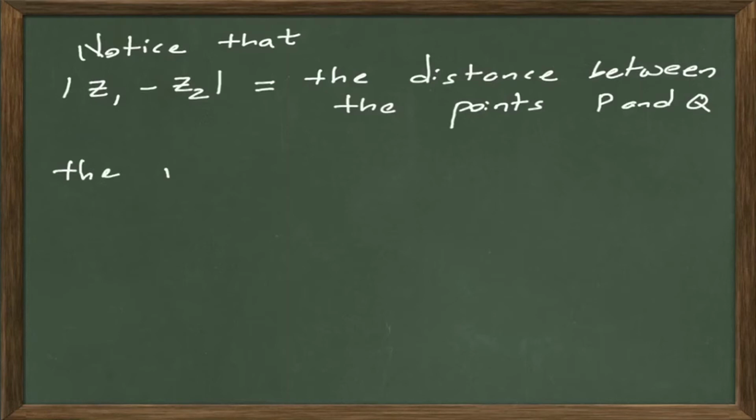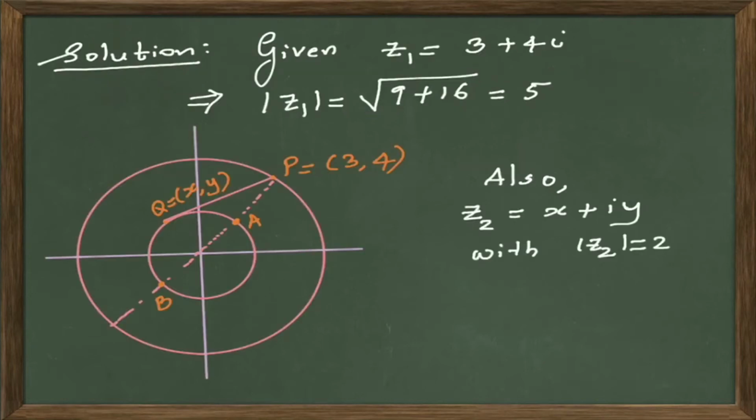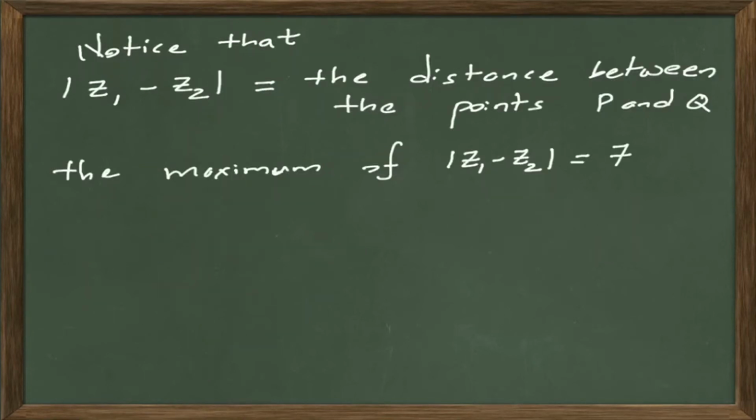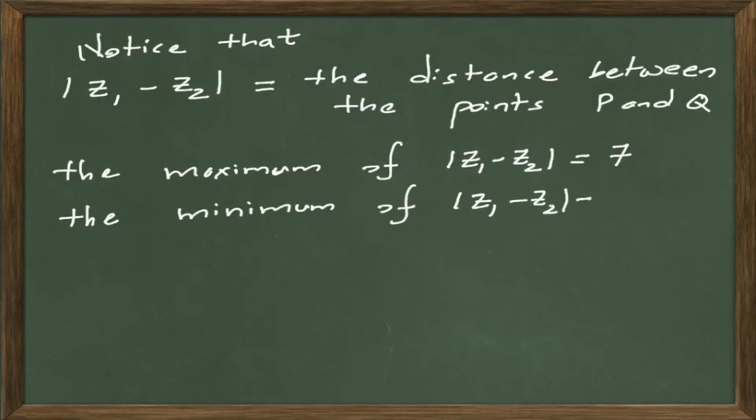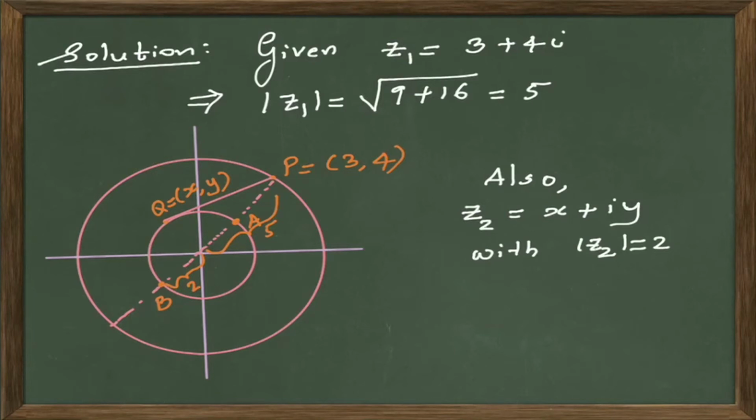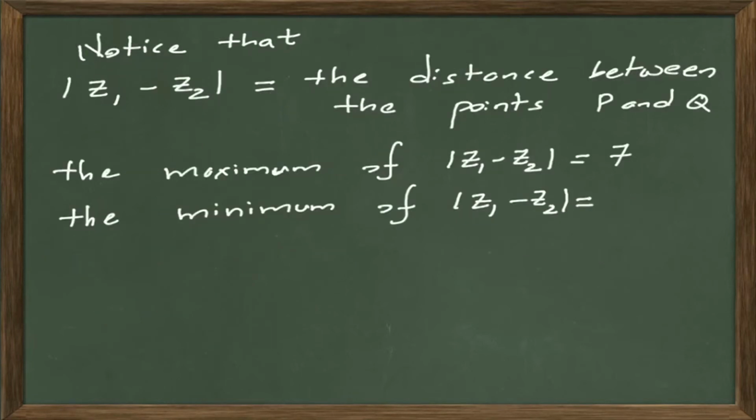Now, therefore, it is clear that the maximum of the absolute value of z1 minus z2 is equal to the distance 5 plus this radius, which is 2, and hence the maximum value is equal to 7, whereas the minimum of the absolute value of z1 minus z2 is equal to this distance, which is 5, minus this radius, which is 2. Therefore, the minimum distance is equal to 3.